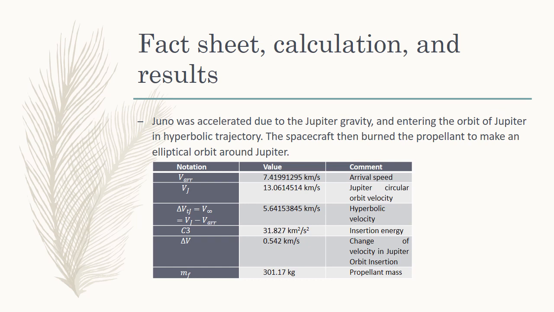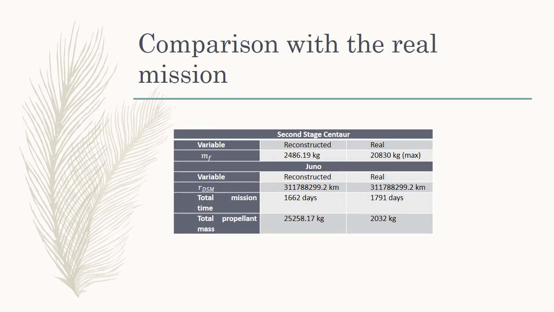These are some data that I calculated at the arrival of Juno at Jupiter. There are arrival speed, and then Jupiter's circular orbit velocity, hyperbolic velocity, insertion energy, and then change of velocity in Jupiter orbit insertion, and then the propellant mass used to enter the orbit.